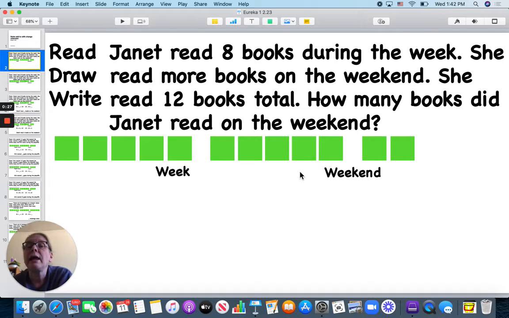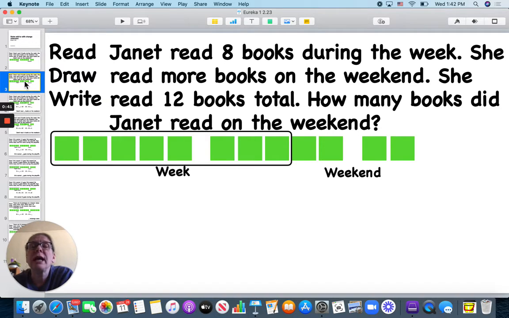So I have drawn 12 books for total, and they are in the Draw 5 method. So the next thing is to circle 8, right? And look at how it's labeled week and weekend. Do you see these numbers here that didn't get circled? That would be my weekend numbers.